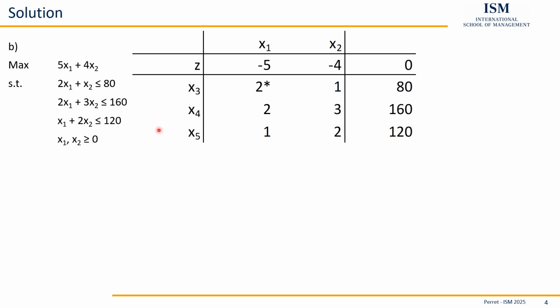So far for the structure. Now we have to insert the numbers. Since this is a maximization problem, I take the coefficients from the objective function and I multiply them with -1. So I have -5 for x1 and -4 for x2, putting those numbers in the respective columns.